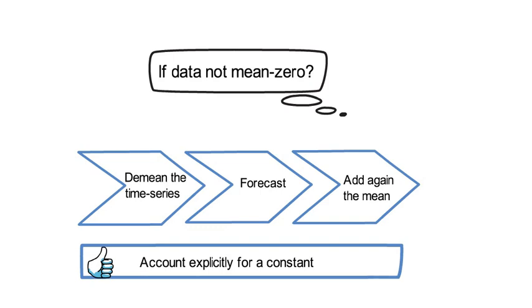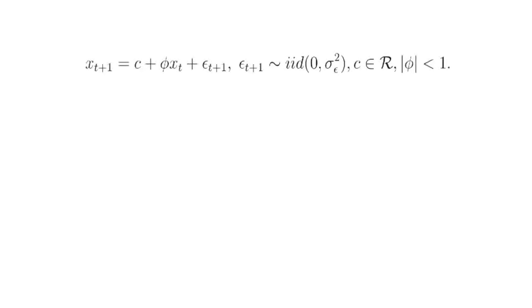Now let's do that for the AR(1) example. Now the AR(1) for x being not mean 0 means x_{t+1} equals a constant, which I call c, plus phi x_t plus epsilon_{t+1}. So epsilon_{t+1} is our white noise process, c is a constant, and the absolute value of phi shall be below 1. Now the conditional one step ahead forecast of that time series is simply c plus phi x_t.